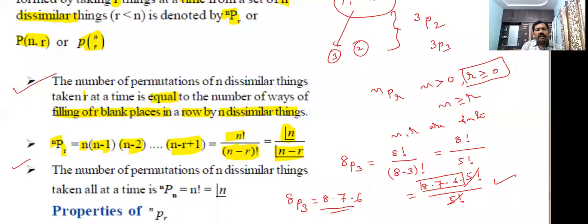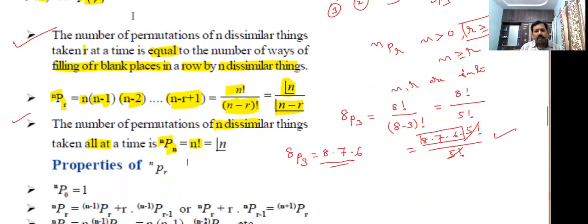Next, one more important formula. The number of permutations of n dissimilar things taken all at a time, that is nPn. nPn means what? n factorial. 6P6, what? 6P6, that is 6 factorial. 100P100, 100 factorial. Remember it. 100 factorial. Or use the formula, no problem.